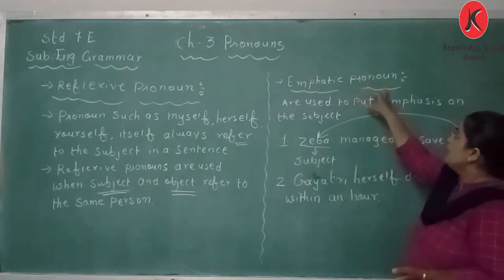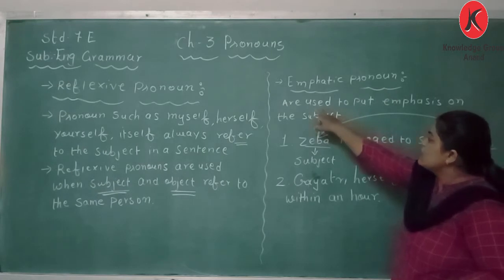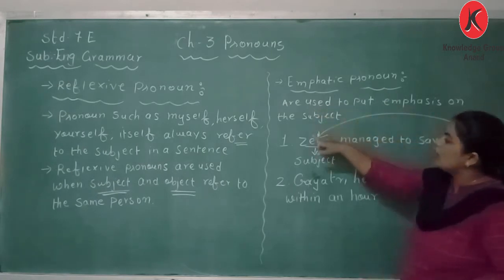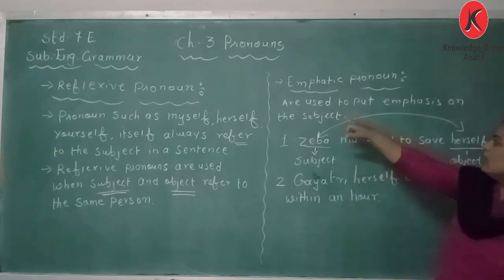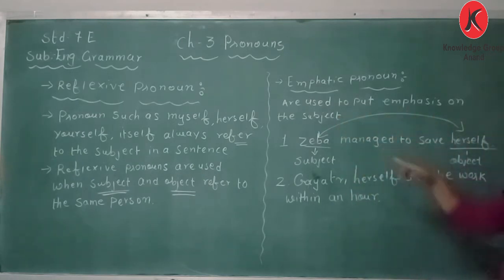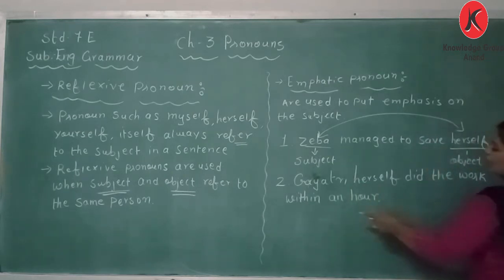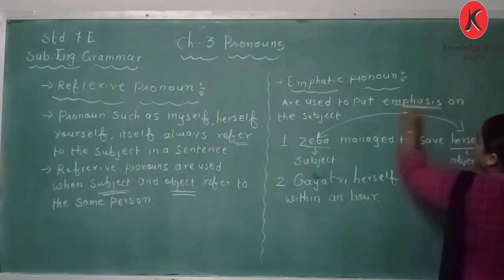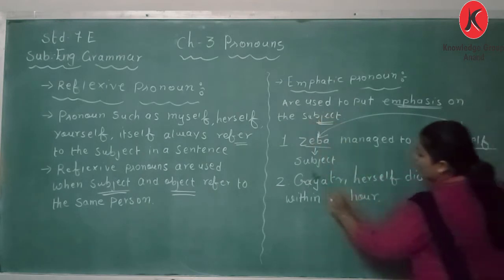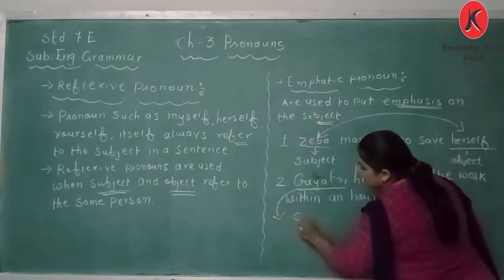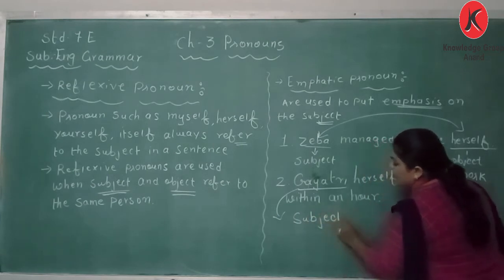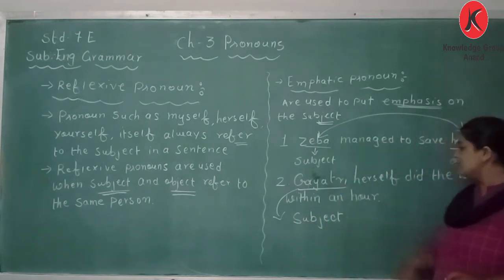Next is the emphatic pronoun. Emphatic pronouns are used to put emphasis on the subject. So here the second sentence is about the emphatic pronoun. Gayatri herself did the work within an hour. So here it is used to put emphasis on the subject, Gayatri. Now Gayatri is the subject in the sentence.